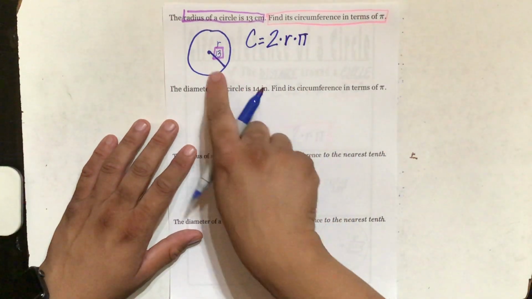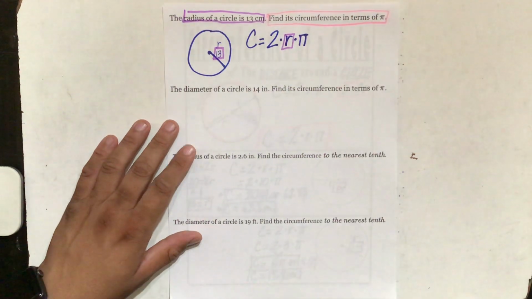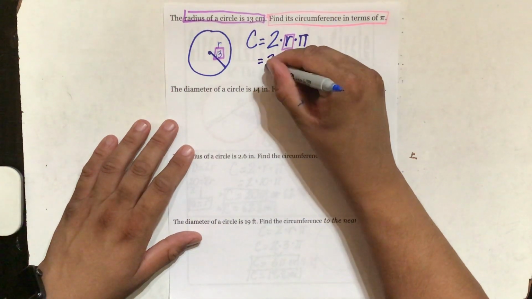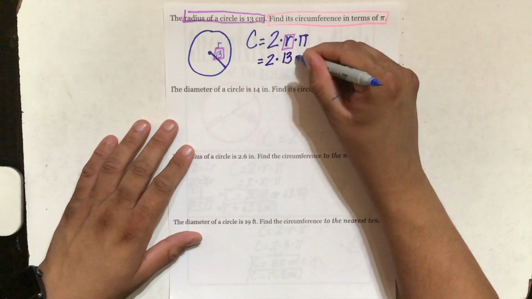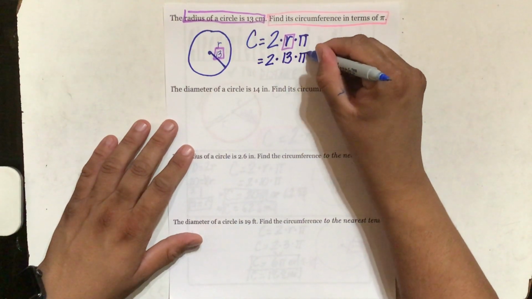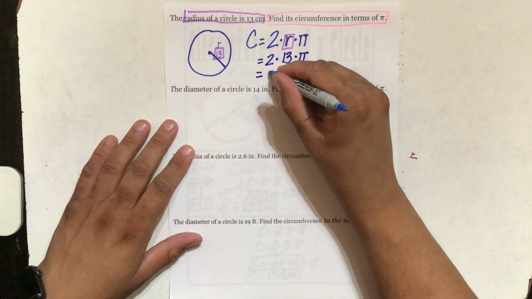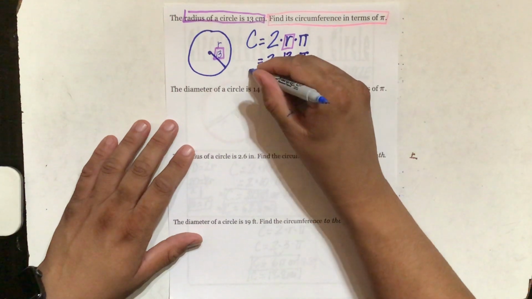I'm going to substitute, because R is my purple and R is 13. So I'm going to say C equals 2 times 13 times pi. 2 times 13 is 26. And then I bring down my pi.